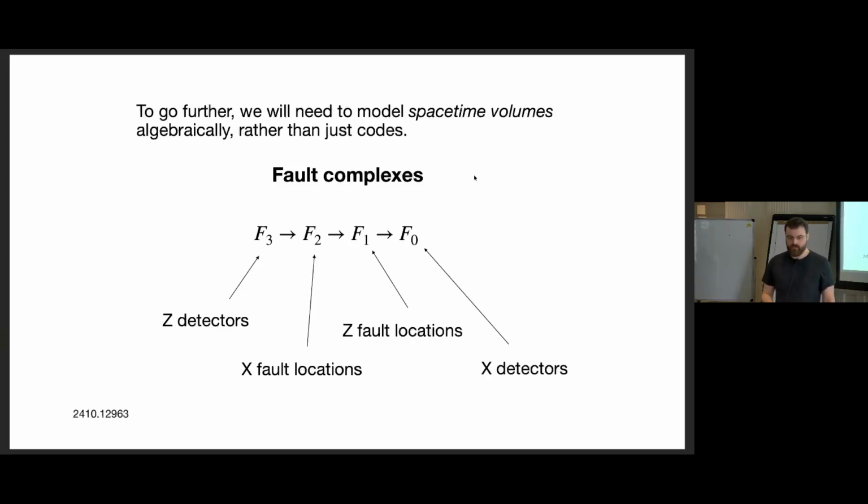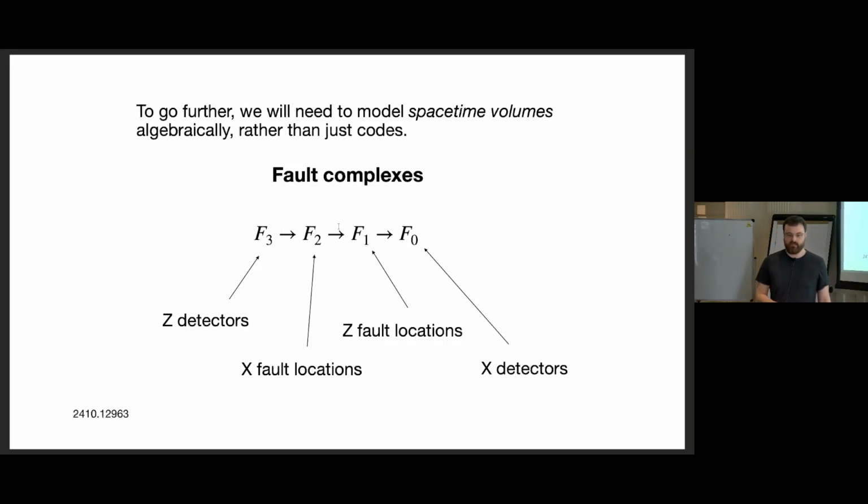So a fault complex is very MBQC inspired, although you can also reason about other things with it. And the idea is basically that rather than having a 3-term chain complex where I have qubits and x checks and z checks, I'm instead going to divvy up my space-time fault locations into x type and z type. So evidently this entails some CSS type structure on my space-time volume.